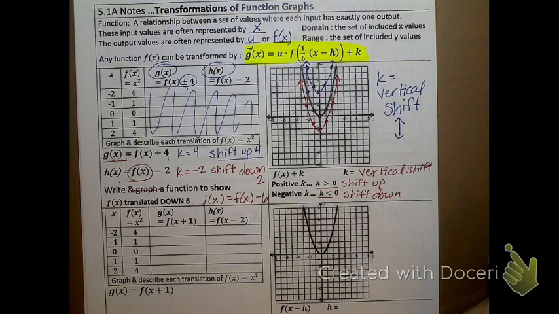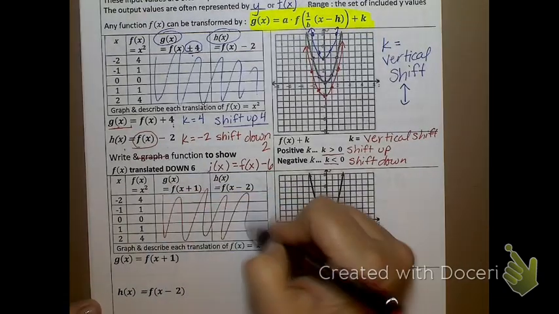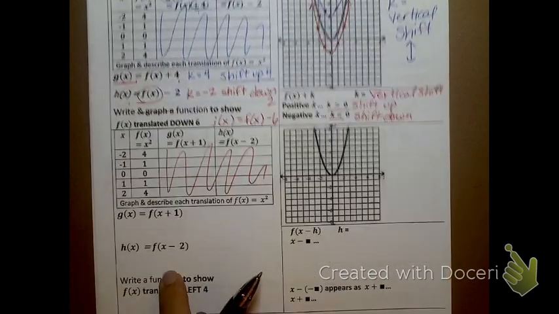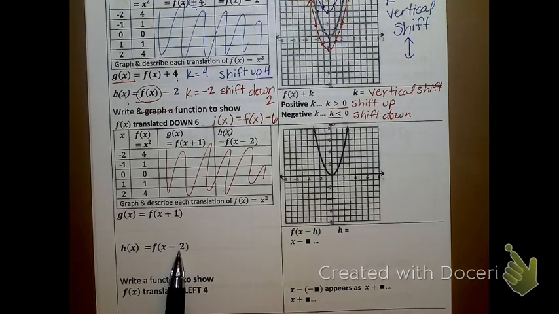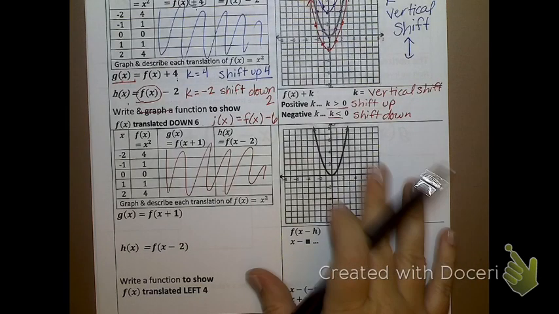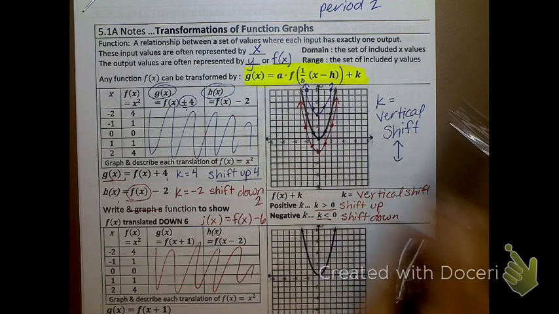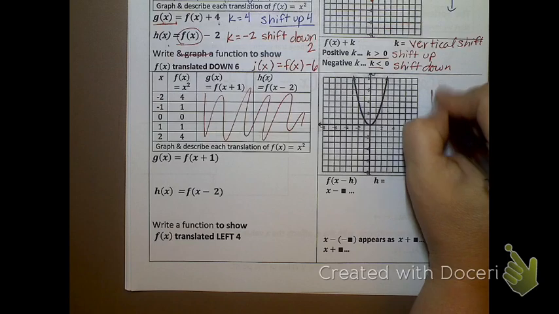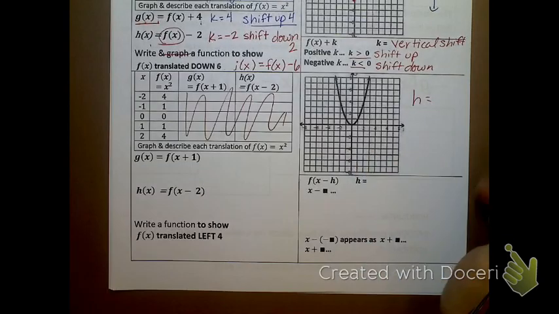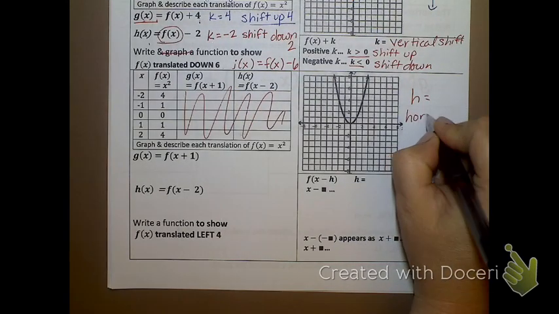Okay. Now let's go on to our next letter. Notice these equations look a little different. And again, I'm not going to really pay much attention here. I'm going to focus on it down here. These numbers are not at the end of the problem, not in parentheses. So they can't be k anymore. What can they be? If you look up here, what letter are they? H, because they're in parentheses with the x, right? So down here, we're going to be dealing with an H value. So if K is a vertical shift, H is the opposite of that, which means it's a horizontal shift.